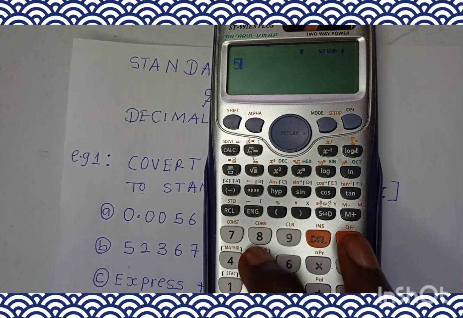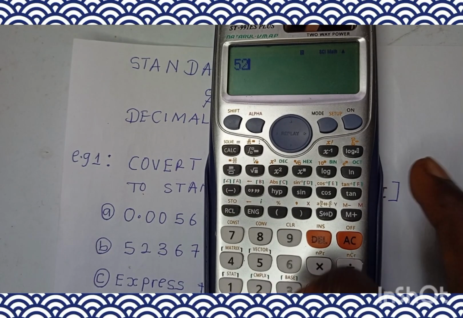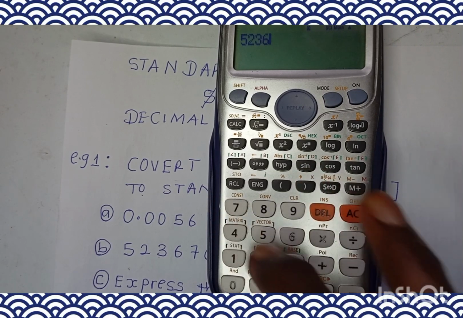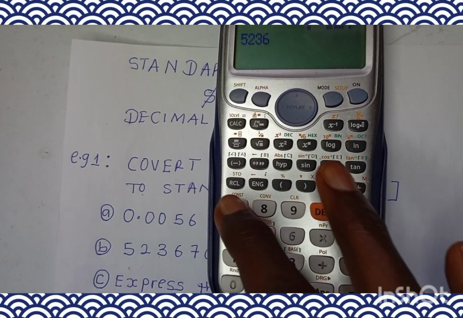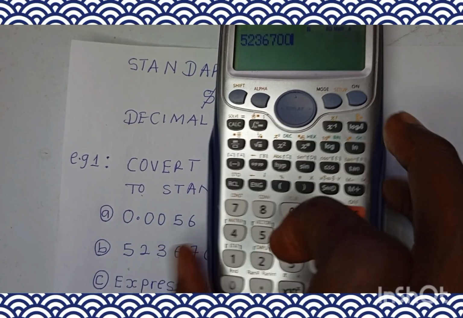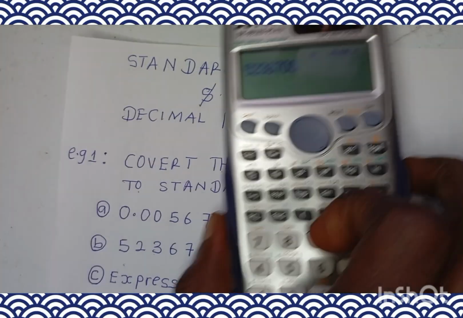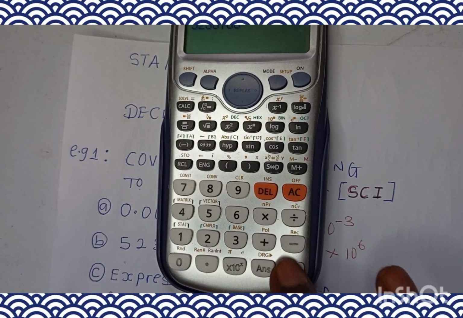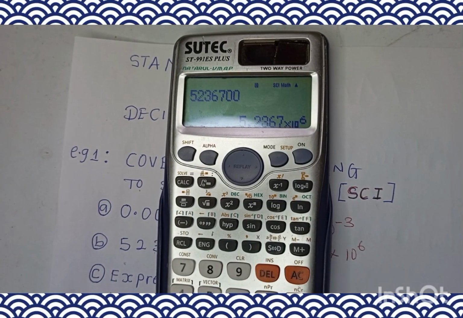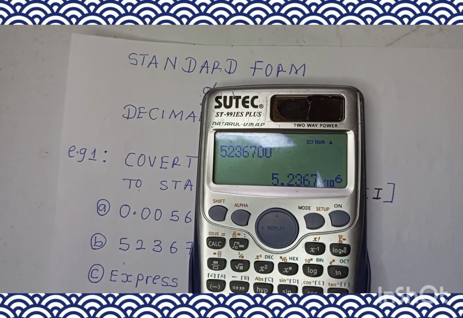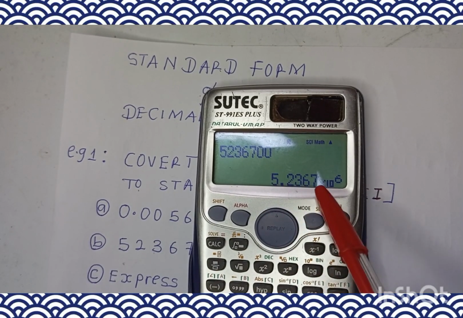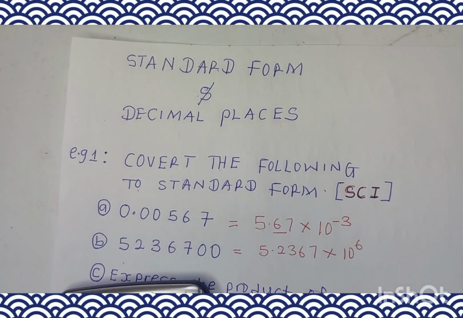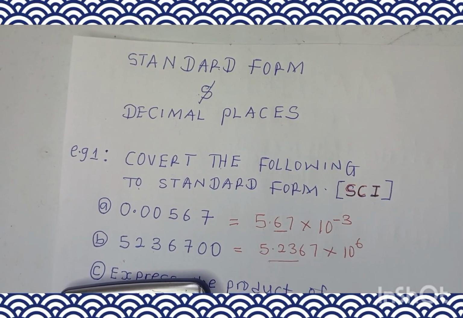5 2 3 6 7 0 0. That's the question. Then equal to, and as you can see, we have 5.2367 times 10 raised to the power 6, and that is what we have here as the standard form.